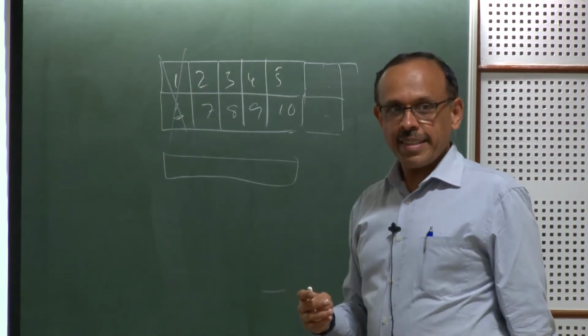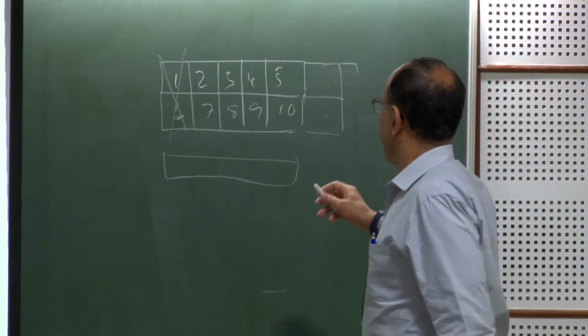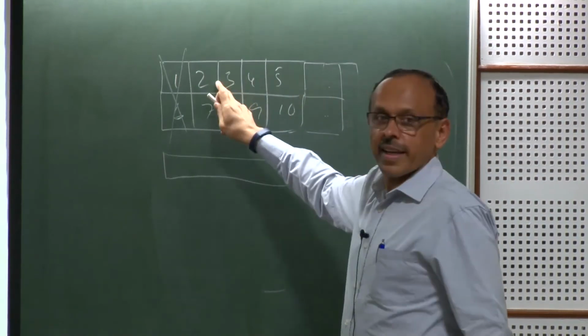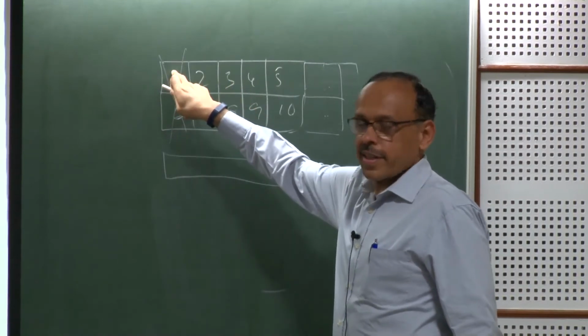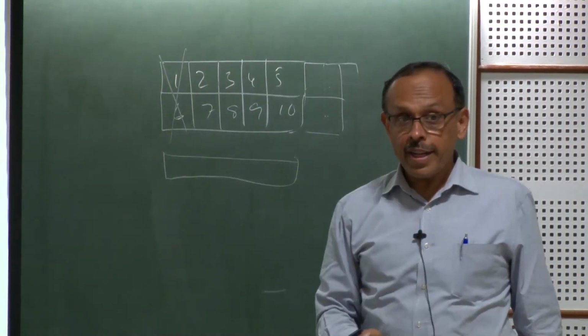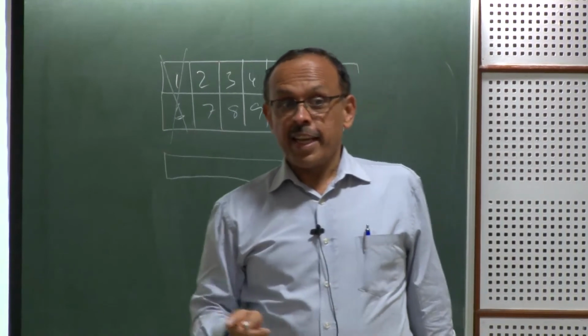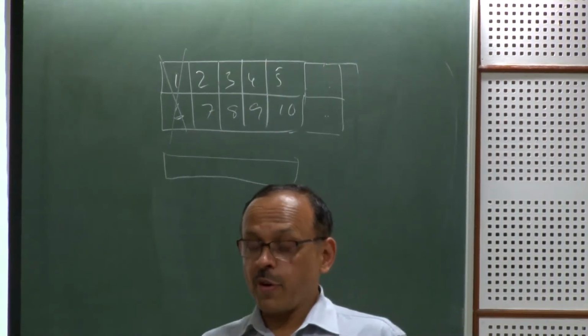But what is the minimum? 6? How? So take 3, 5 here. Then you do it. But for the second one you have to wait until the first one is decoded before you do it.